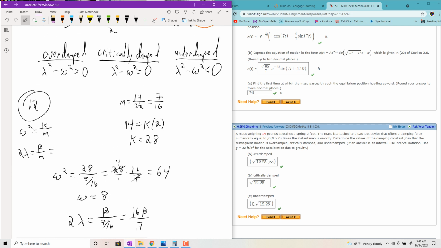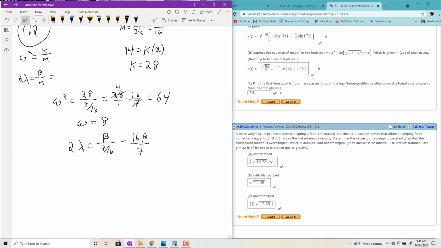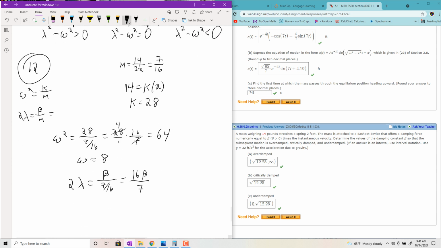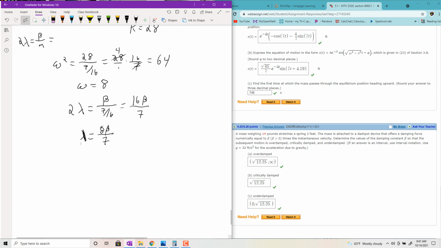Determine the values of the damping constant so that the subsequent motion is overdamped, critically damped, or underdamped. Okay, so we need lambda squared minus omega squared. So lambda here, dividing both sides by 2, is going to be 8 beta all over 7. And then we can square it. So we get lambda squared is 64 beta squared all over 49.